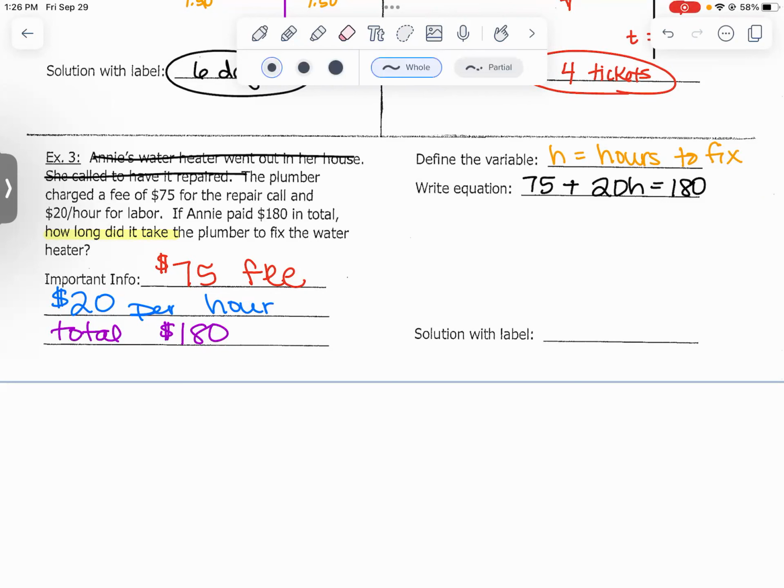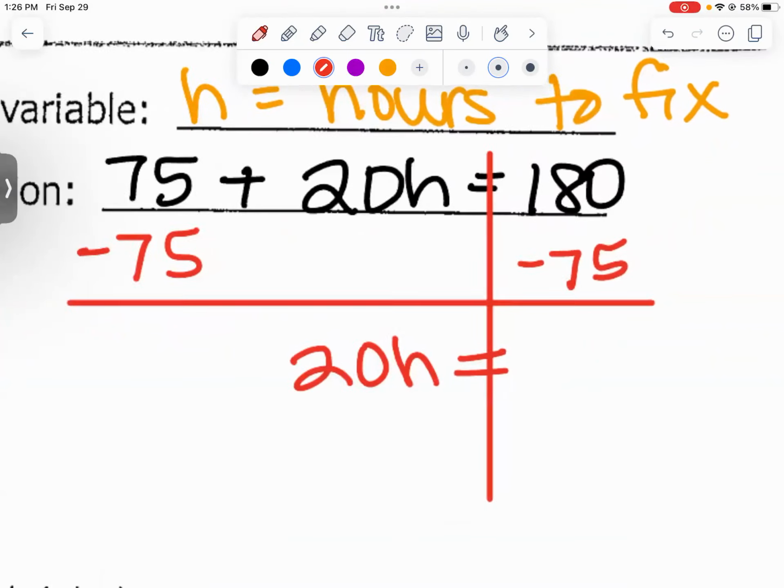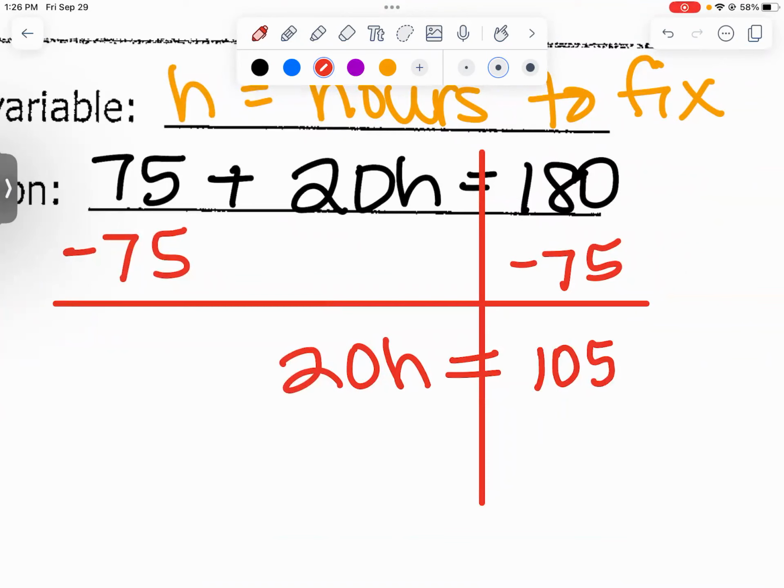20 per hour, so that's the number that we multiply to H. So Emma, you are right. The first thing we need to do is subtract 75. It's 105, so 28 equals 105.